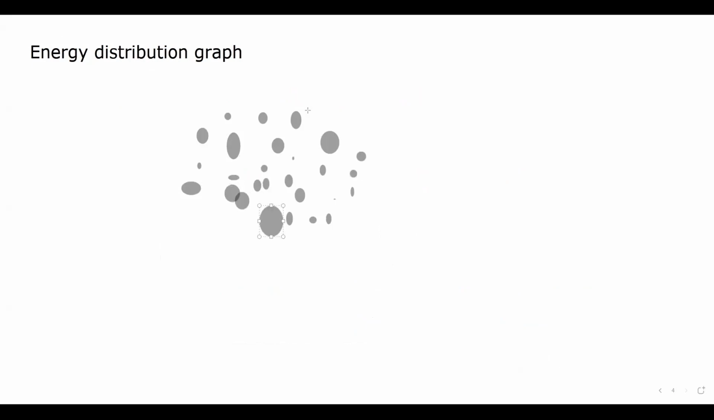For example, if we have the particles, so these are the reactant particles, they are all not having the same amount of energy. Some particles will have high energy. Some particles will have low energy, but most of the particles will have average energy.